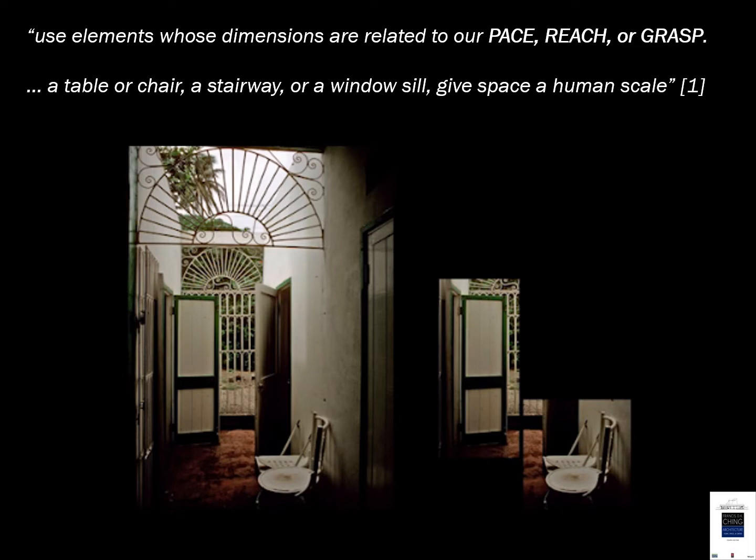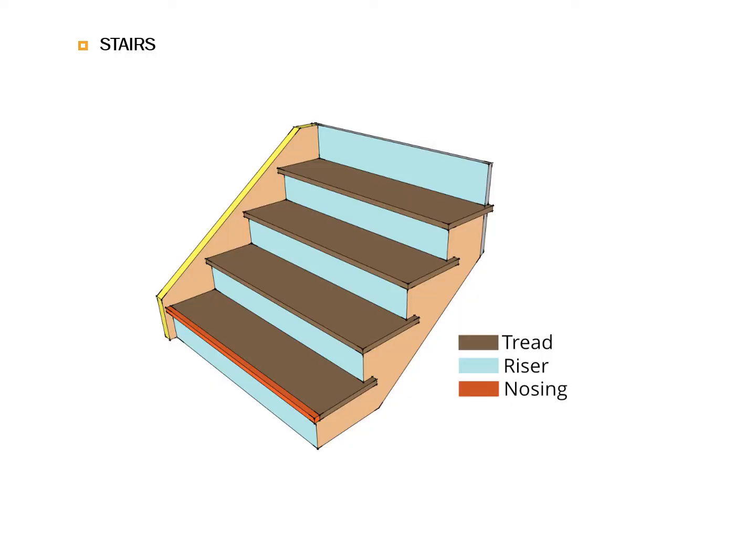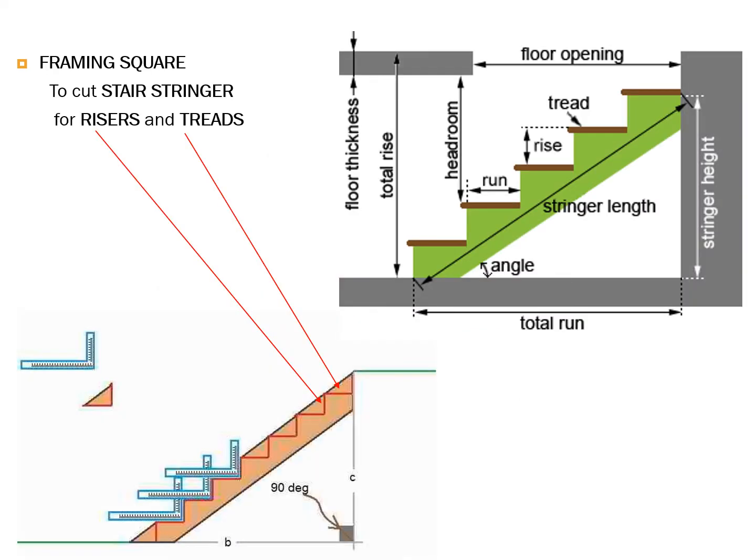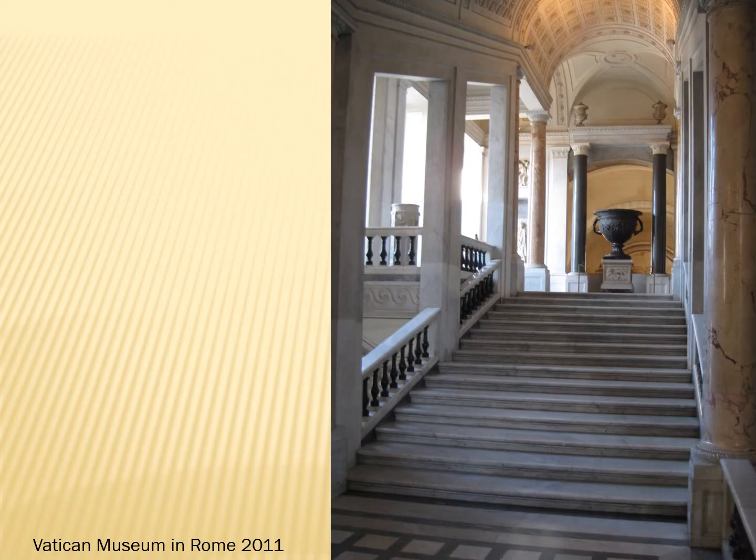Certain elements that you put in, furnishings as well as the architectural elements, can define the scale. And stairways, for example, windowsills. Typical stairway, the size of the steps and the length of the treads. Terminology for stairs: risers, treads, stringer. Here's an all-marble stairwell, or stairway, a picture I took in Rome in 2011, the Vatican Museum.